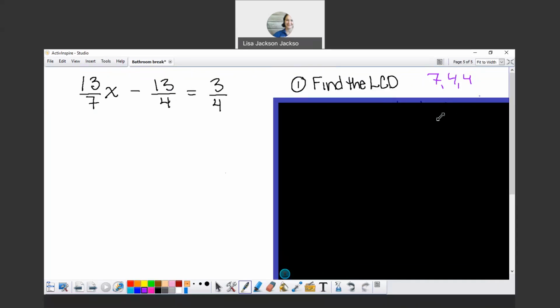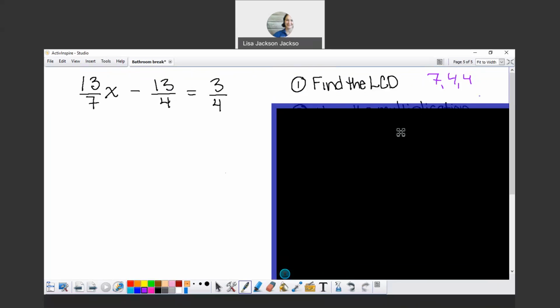For this problem, we know that 7 is prime. LCD, the C stands for common. So we are looking for a multiple of these numbers that is common to each number. 7 is prime. 4 is not prime, but is made out of 2's. So 4 and 7 have nothing in common. That means the first number that would be common to both is the answer we get if we multiply them together. So our LCD is 28.